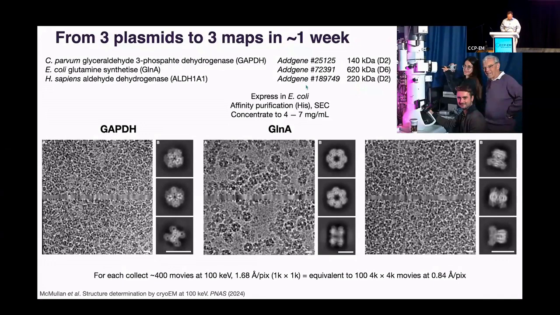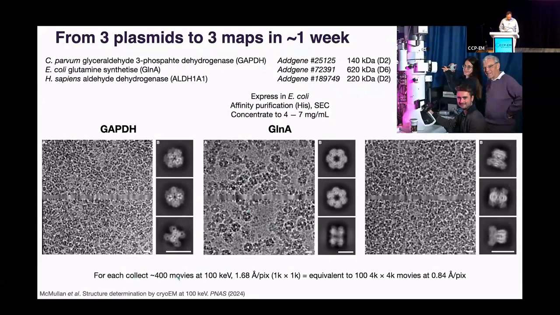So they picked these 3 specimens. We downloaded the genes from Addgene, expressed them with a very simple E. coli and affinity purification, put them on grids, and in 1 week's time, we had all these structures. So, you really can do what I think most people want to do, which is find the structures of these things quite rapidly.